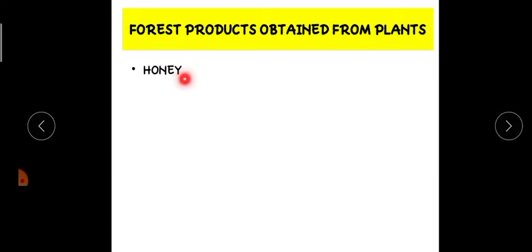Number 1 is honey. Honey is a very common product that you can find from the forest. These are actually given by the honeybees. You can see honey is a very important product which is found from the forest, because in the forest you will find lots and lots of honeybees.